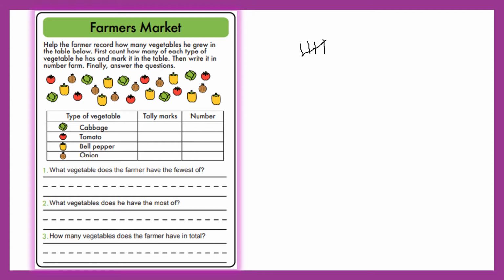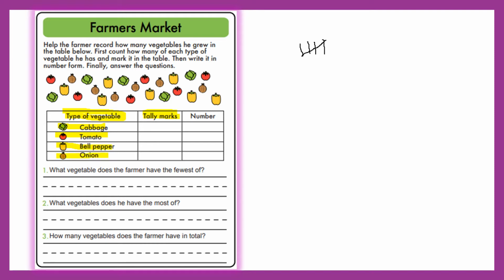And that's what it says right here where I just highlighted. It says tally marks. All right. To the left of that, it says type of vegetable. And underneath that, or below that, we have 4 different kinds of vegetables. We have cabbage. Below that is tomato. Below that one is bell pepper. And then the last one is onion.